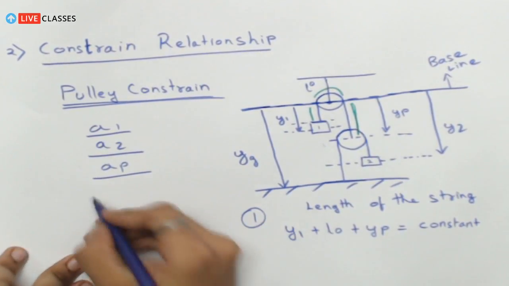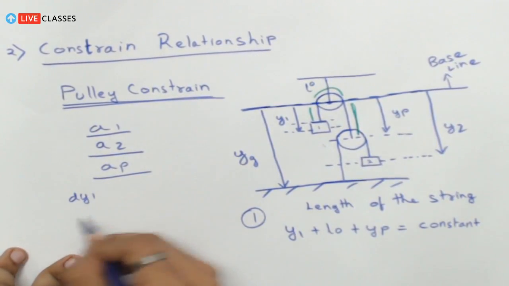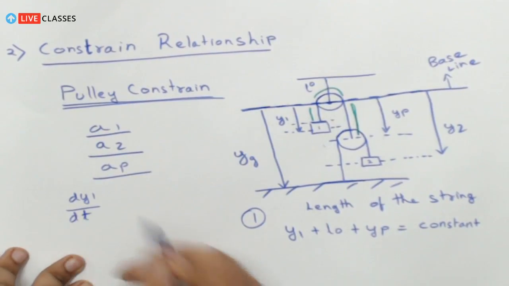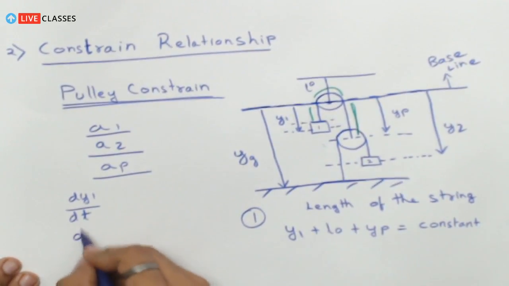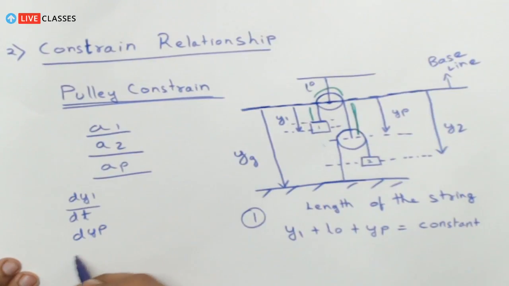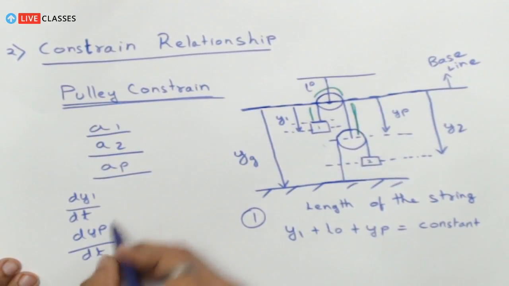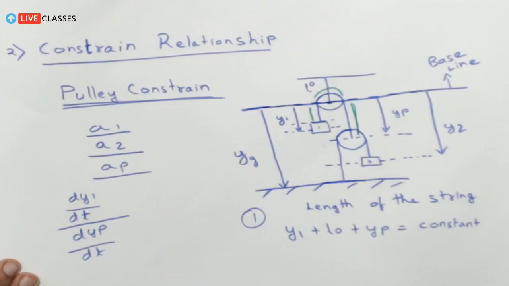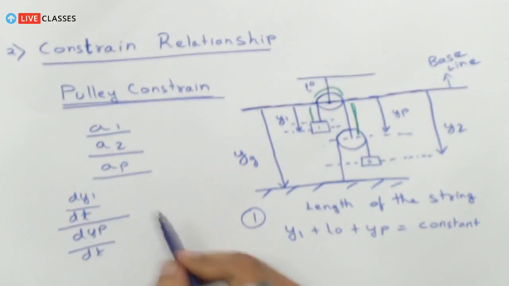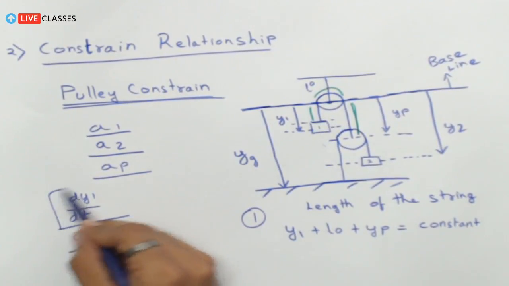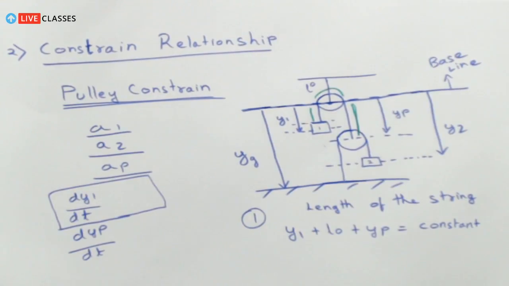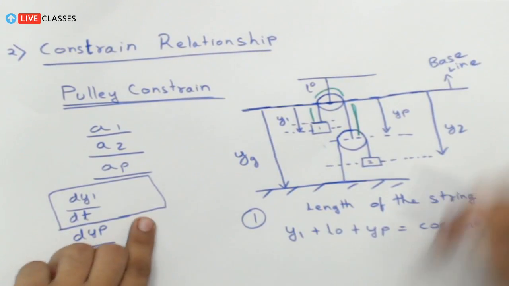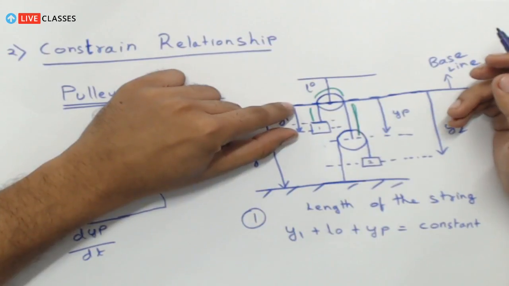So I will write it here. What we are going to do: dy1 by dt, dyp by dt. I'm writing this separately because I want to show a few things. So I guess it's going to divide... it looks like this, so I make a block of it, okay. So this y1 is changing with respect to time.